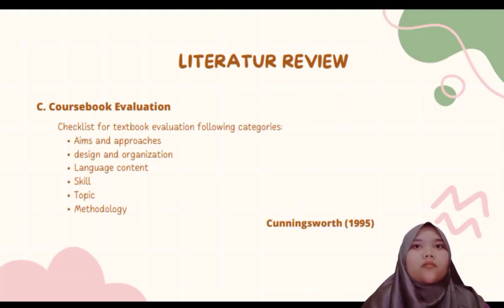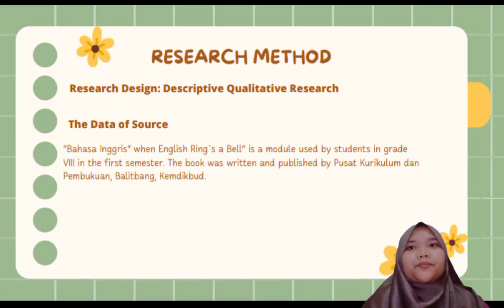The checklist for textbook evaluation has the following categories. The first is aims and approaches. The second is design and organization. The third is language content. And next is skill, topic, and the last is methodology.